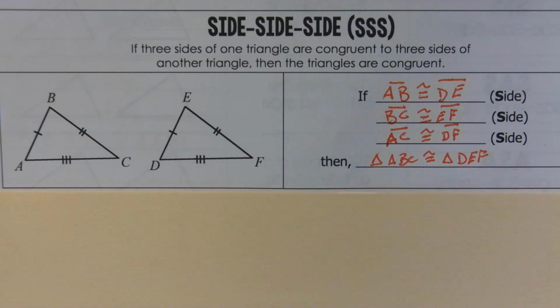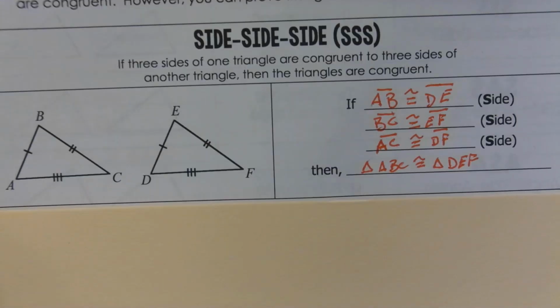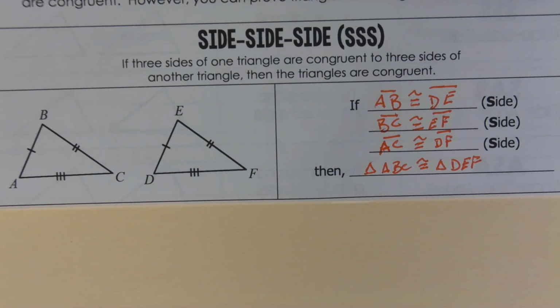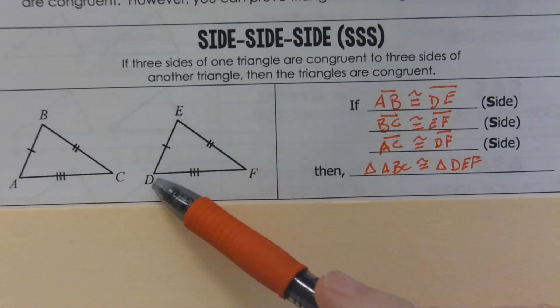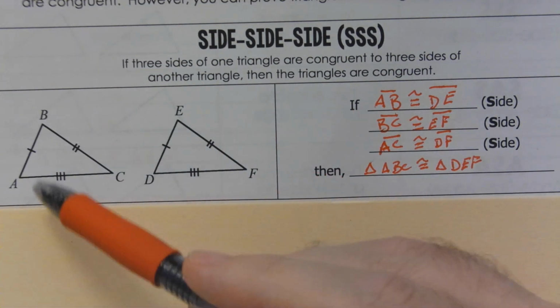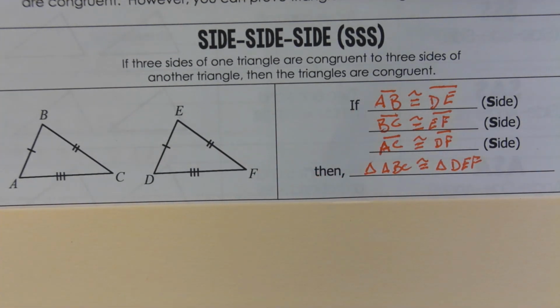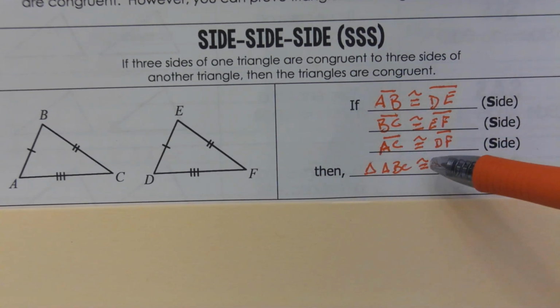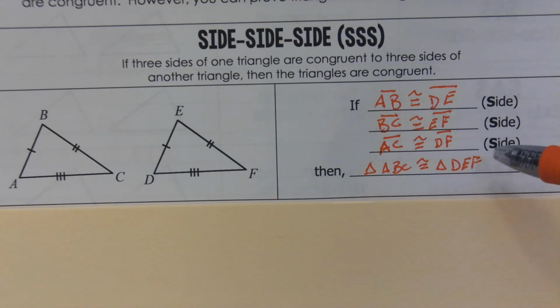Okay, one way to prove that triangles are congruent is with side, side, side. That's showing that all sides of a triangle are congruent. So in the example we have here, AB is congruent to DE, BC is congruent to EF, and AC is congruent to DF. And so since all the sides are congruent, triangle ABC is congruent to triangle DEF.